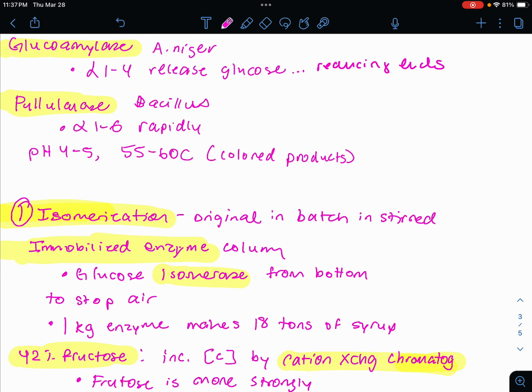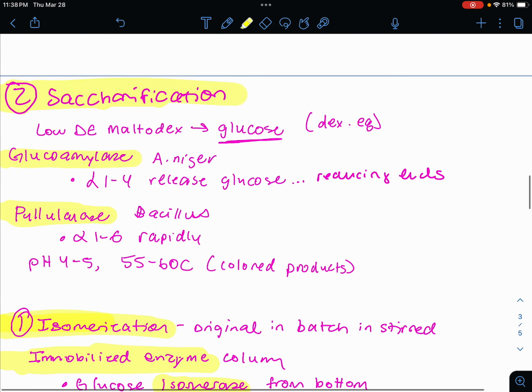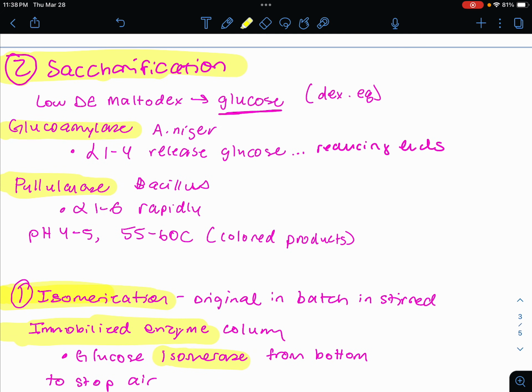Pullulanase, we've seen this one before. You get it from Bacillus. It splits alpha 1,6 linkages. You need these other conditions, though, for step 2 in the saccharification. You need pH 4 to 5, so slightly more acidic. You also need to lower the temperature quite a bit.